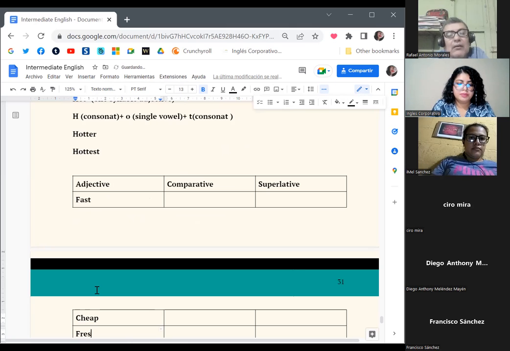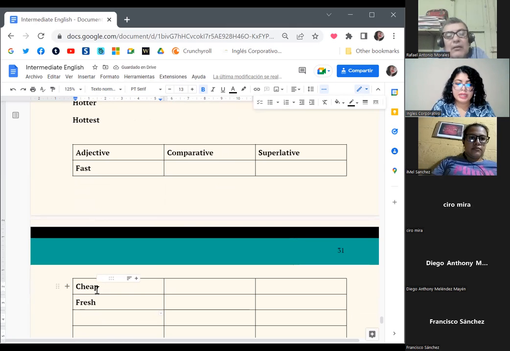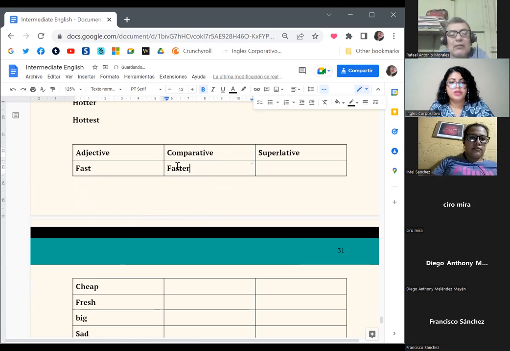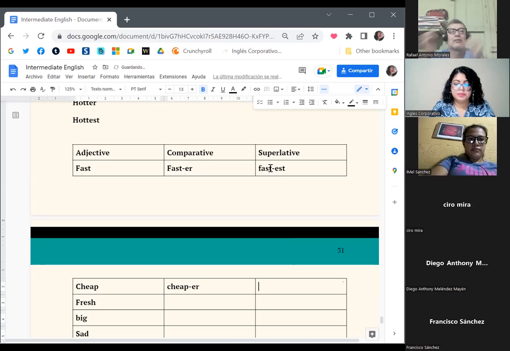Then we have fresh, big, and sad. So for the comparative one, we need to write ER. Faster. And I'm going to divide this because I need to mark the ending. Then fast, fastest. Then we have cheap, cheaper. This is just adding the endings of the words.